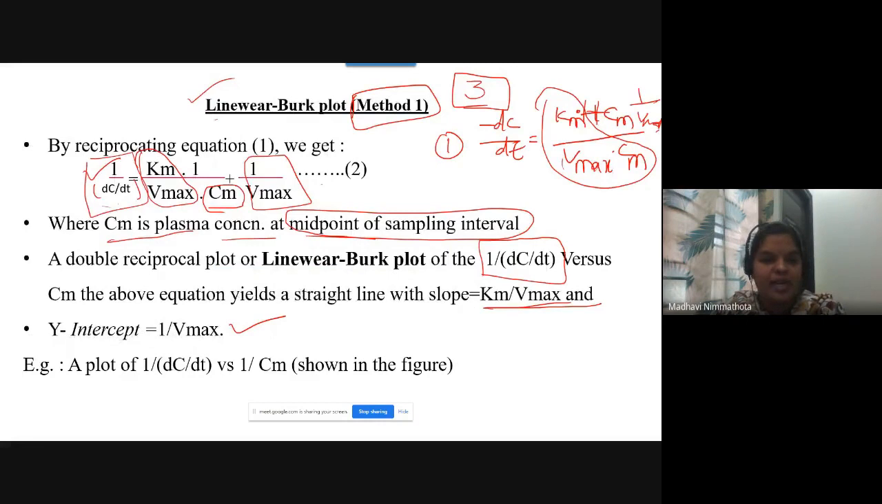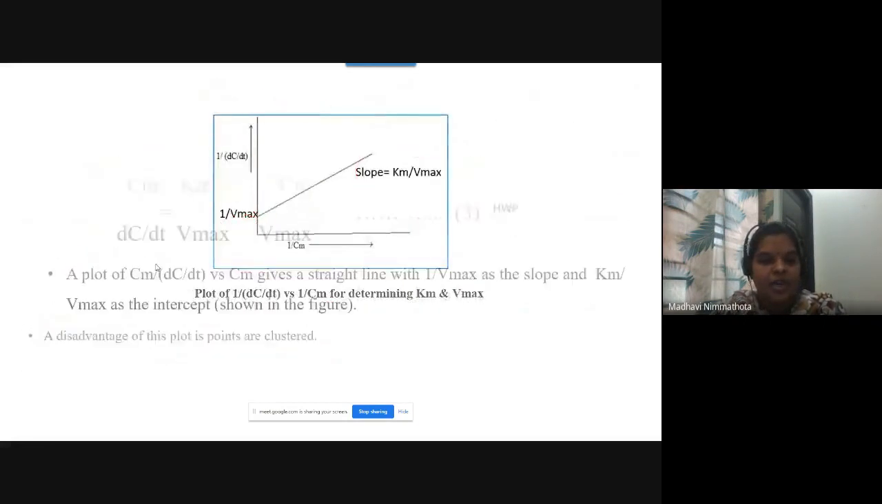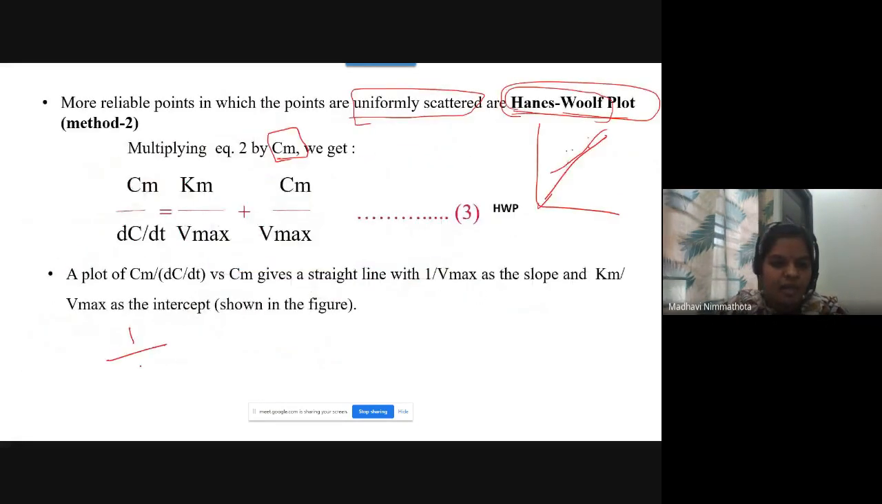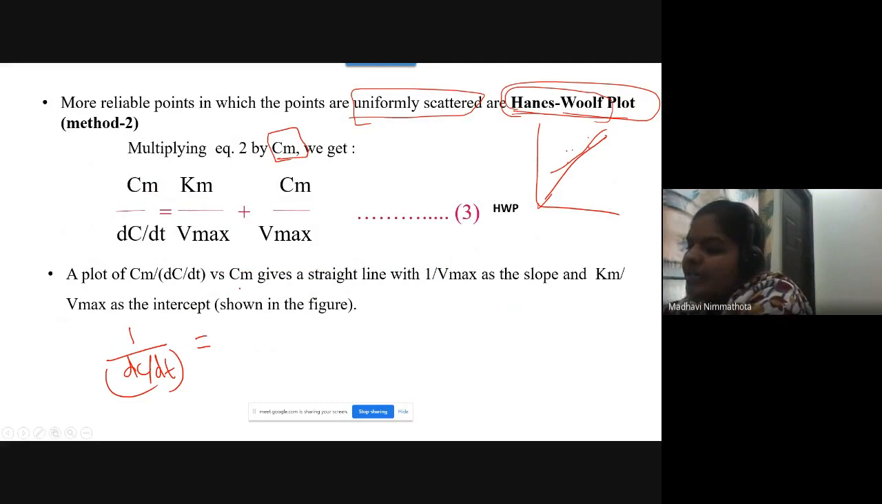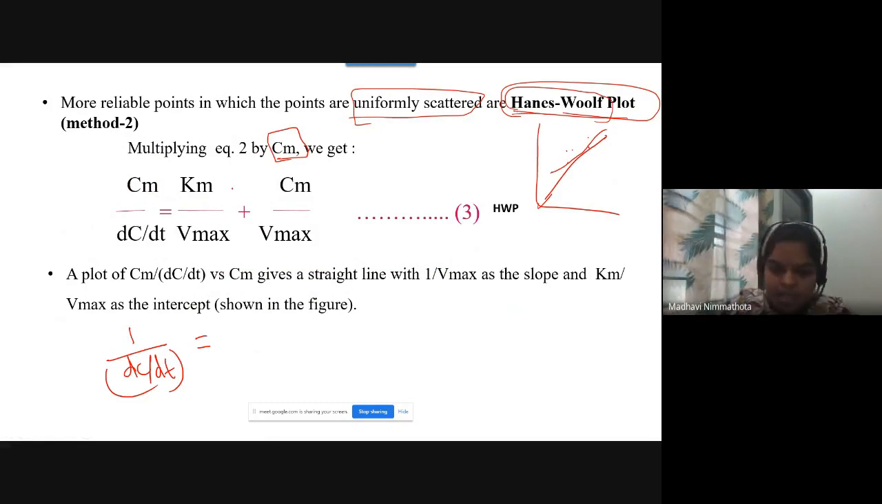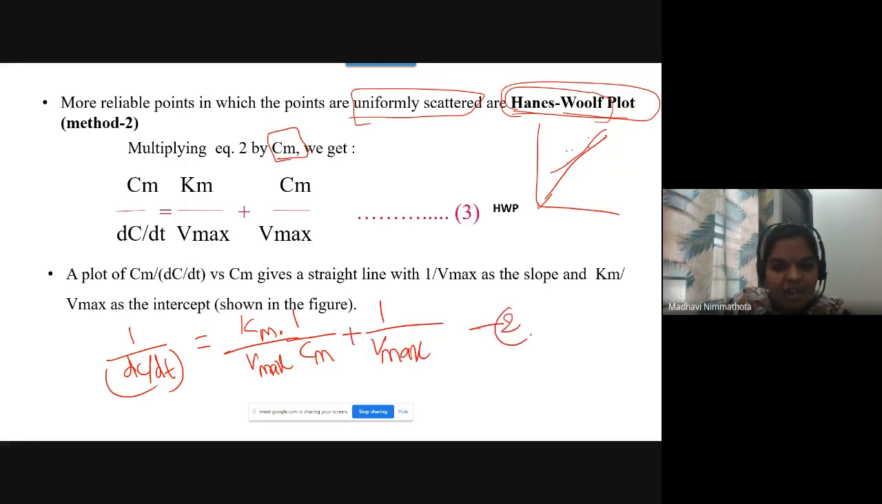This is 1 by dc by dt, so you can write it here: 1 by dc by dt is equal to Km by Vmax into 1 by Cm plus 1 by Vmax. This is what we get under equation 2, that is the linear Burk plot, right?